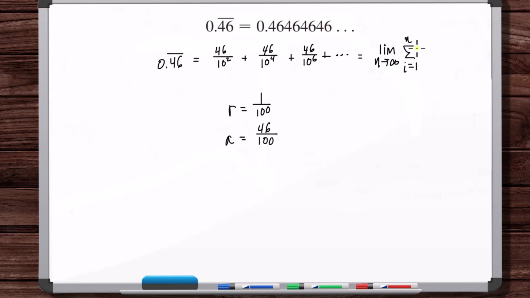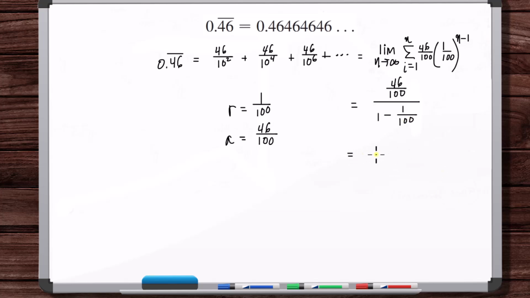So 46 over 100, there we go. And so again, however many digits the bar is over, that's going to be the common ratio. It's going to be 1 over 10 to the power of however many digits the bar is over. All right, but this is a geometric series with the absolute value of r less than 1. So we've got a, the first term, over 1 minus r.